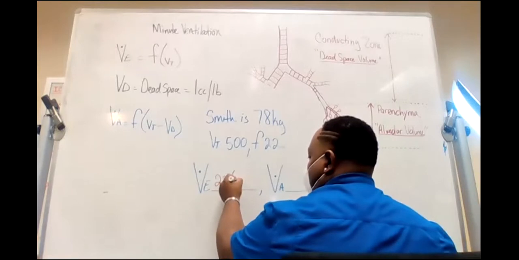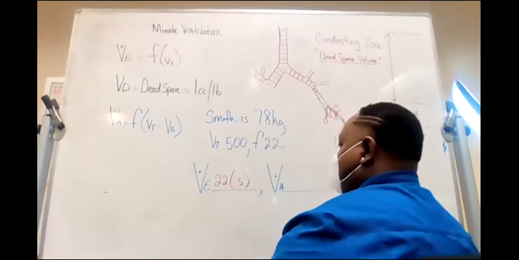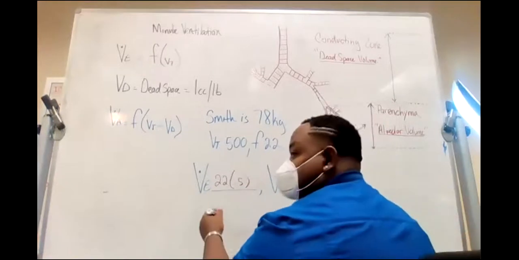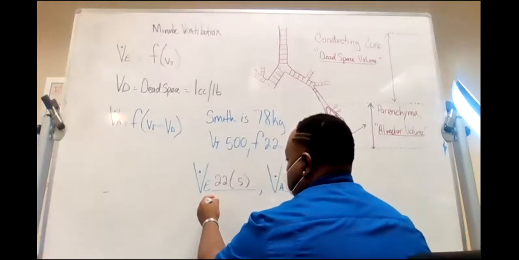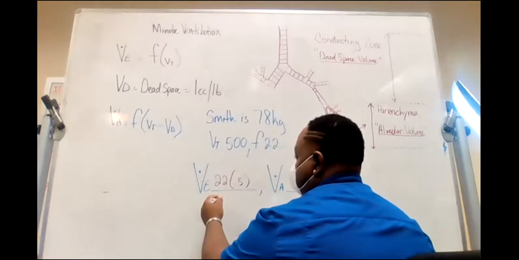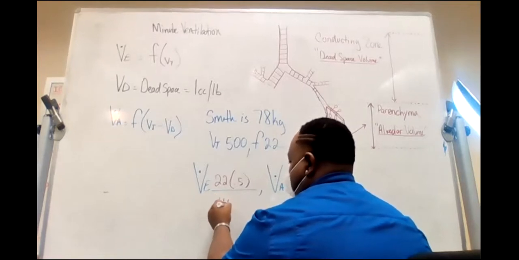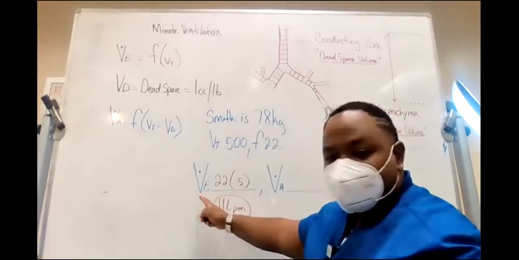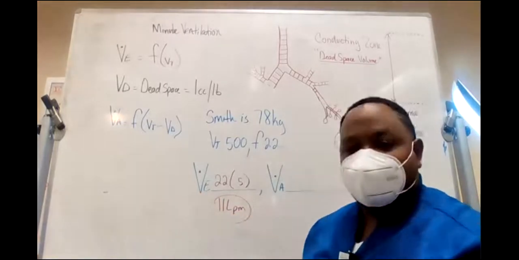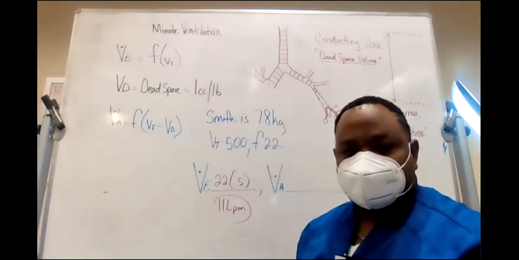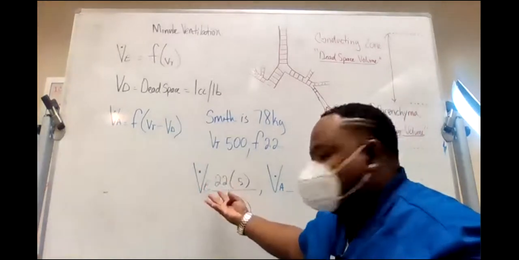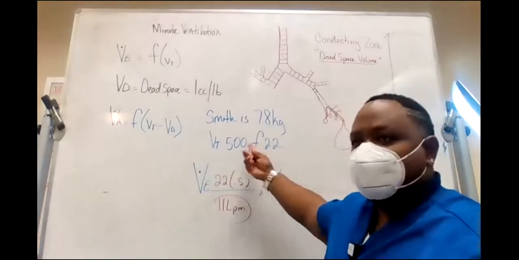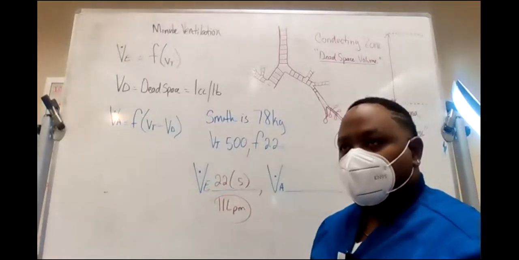500 or 0.5. Okay, 22 times 0.5 gives you what? 11. 11 liters per minute. Minute ventilation is 11 liters per minute. That's the frequency, simple. Frequency times tidal volume. Frequency 22, tidal volume 500.